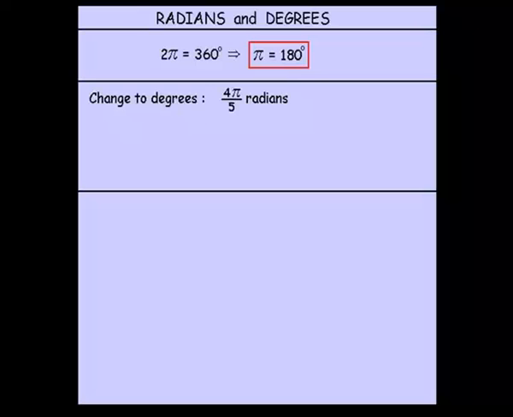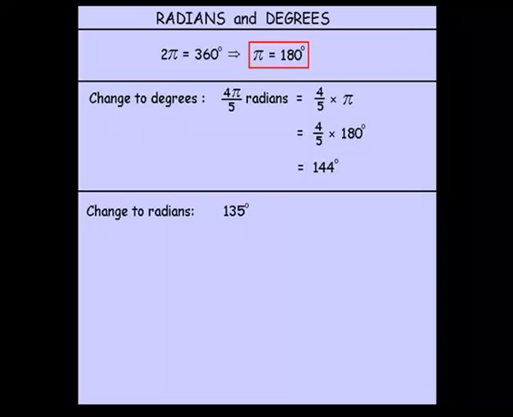So initially we're just going to change from radians to degrees. If we have 4 pi over 5 radians, that is really equal to 4/5 times pi, 4/5 of pi, and if pi is 180 degrees, then we can say that's really 4/5 times 180 degrees, which works out to be 144 degrees.